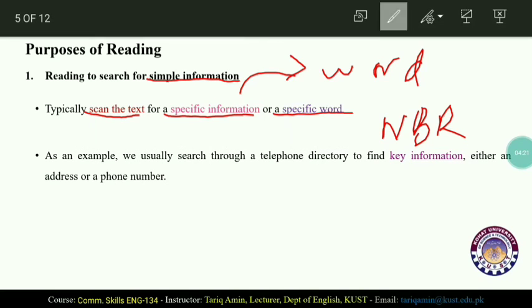As an example, we usually search through a telephone directory to find key information, either an address or a phone number. This is one of the examples of scanning, when we search for a specific contact. For example, your friend whose name is Zahid, and you go to your telephone directory, you skip all other contact names, you just go to Z, and in the Z category you search for Zahid. This is your key information. Zahid is key information and you search for it.